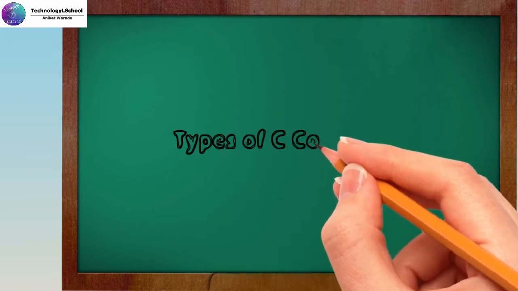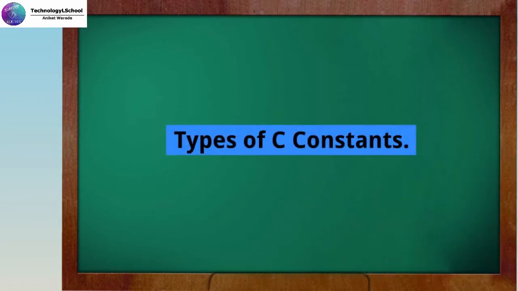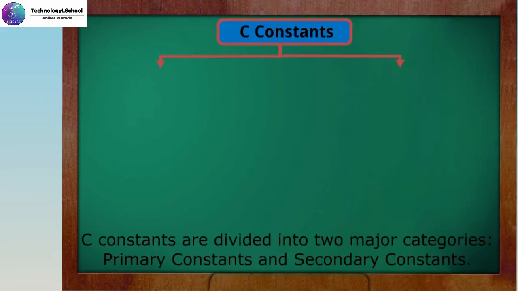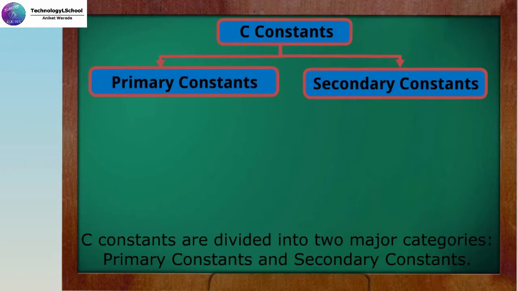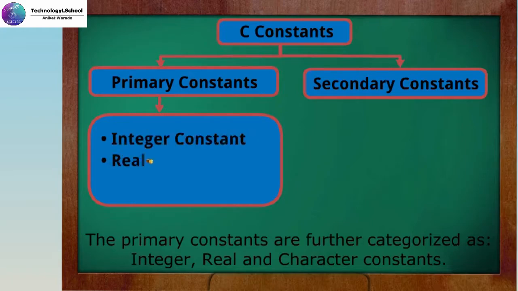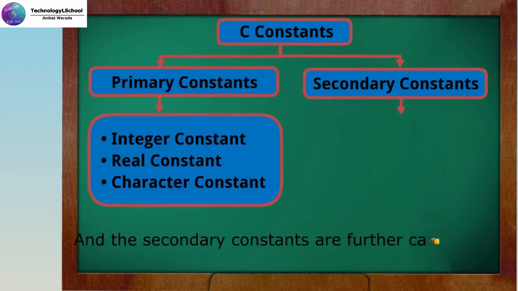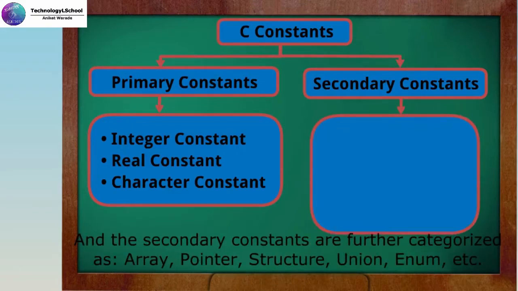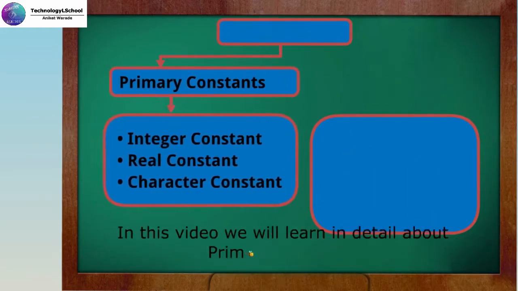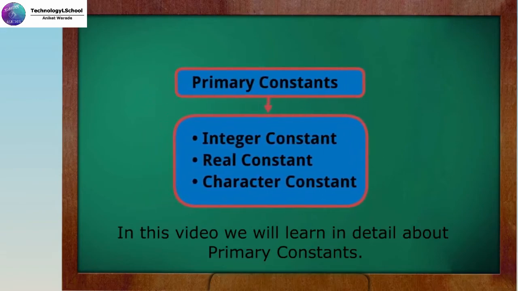Next, types of C constants. C constants are divided into two main categories: primary constants and secondary constants. The primary constants are further categorized as integer, real and character constants. And the secondary constants are further categorized as array, pointer, structure, union, enum, etc. In this video, we will learn in detail about primary constants.